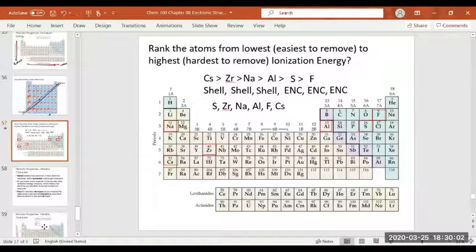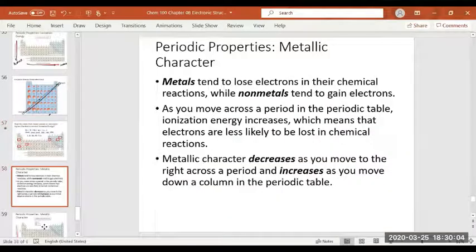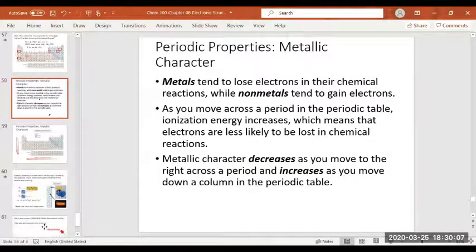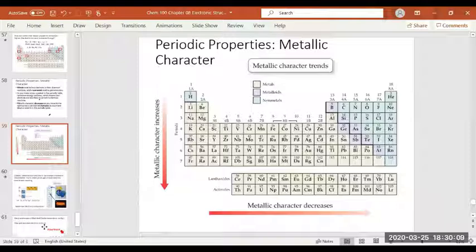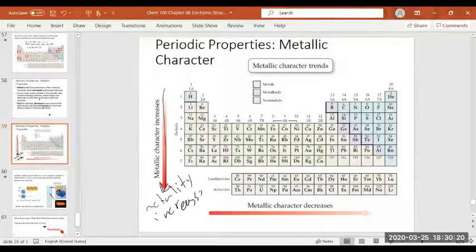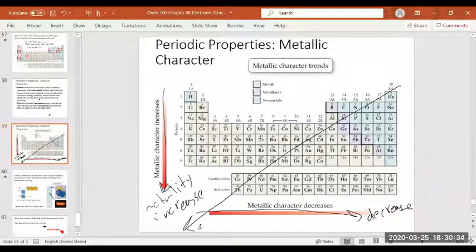Okay, one more property, the metallicity property. In general, guys, look here. Going from the top to the bottom, the metallicity will increase. Going from left to right, metallicity will decrease. And also, here, going in this direction, metallicity will increase.